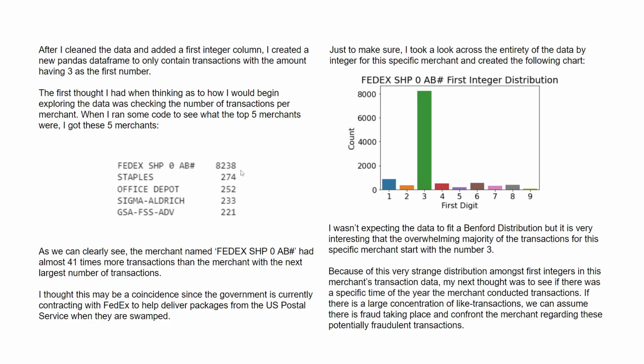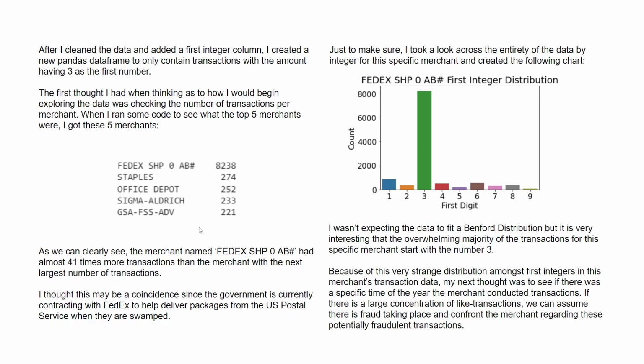Without looking at that first merchant, these look pretty normal, right? For the number 3, several hundred is totally normal. It doesn't seem like a lot. The government spends a lot of money on a lot of things and has a lot of transactions. But when we see this first merchant, 8,238 transactions. That rings a bell. Let me tell you, it had almost 41 times more transactions than the merchant with the next largest number.